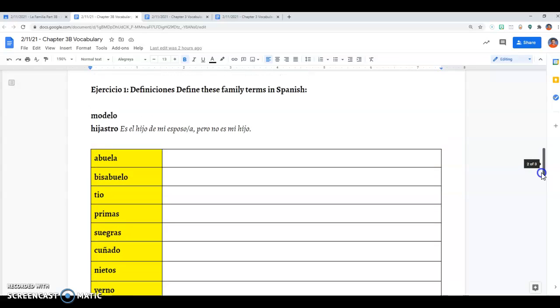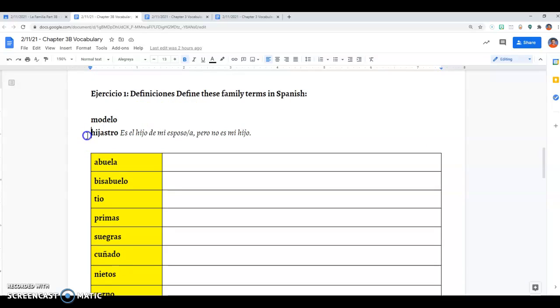So if you look at the model, now this is a much more complicated one because hijastro is stepson, or it is the son of my husband or my wife, but it's not my son. That's a bit more elaborate than abuela, right? Now, you know abuela means grandmother.